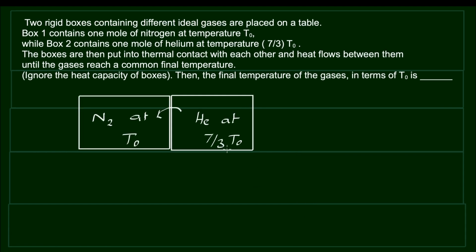Since the helium is at a higher temperature, heat will flow from helium to nitrogen. Now this process happens where the nitrogen is at constant volume, helium is also at constant volume, so there's no work done, which means the heat supplied is equal to the change in the internal energy. So heat lost by helium equal to heat gained by nitrogen becomes change in the internal energy of the nitrogen should be equal to decrease in the internal energy of helium, which is minus the change of helium.